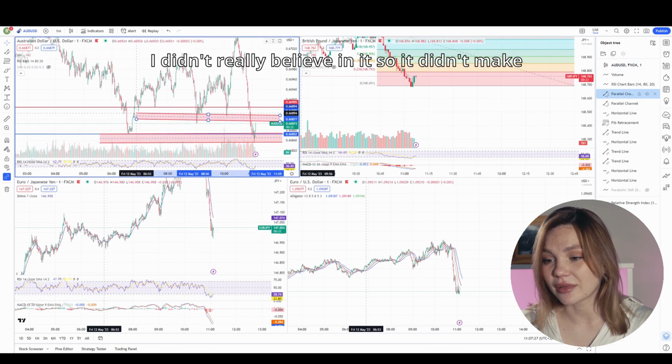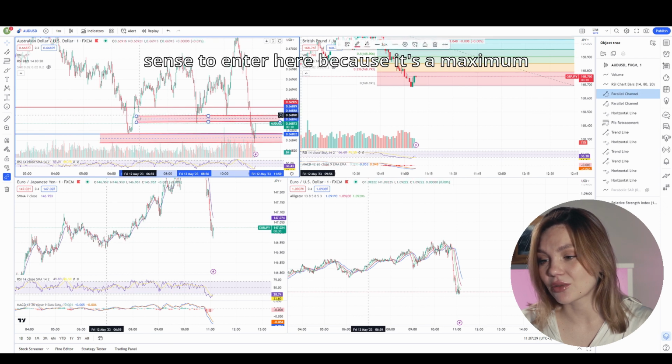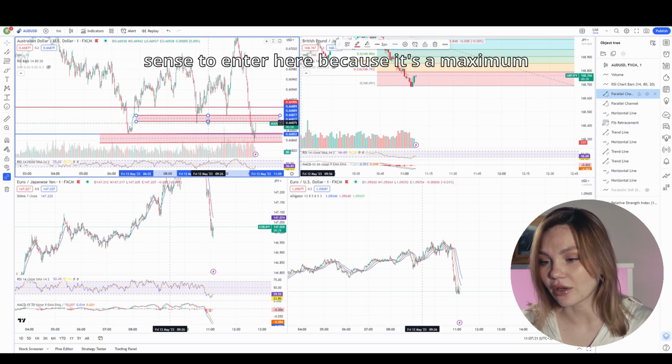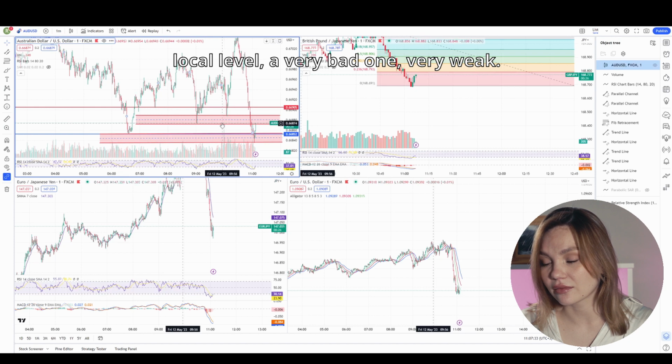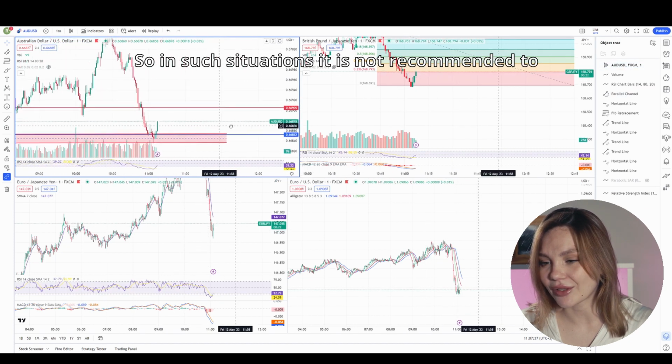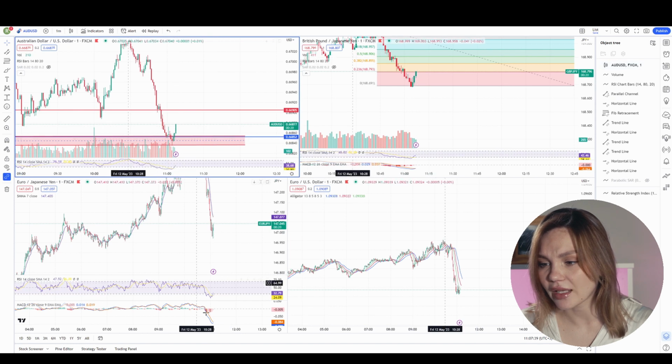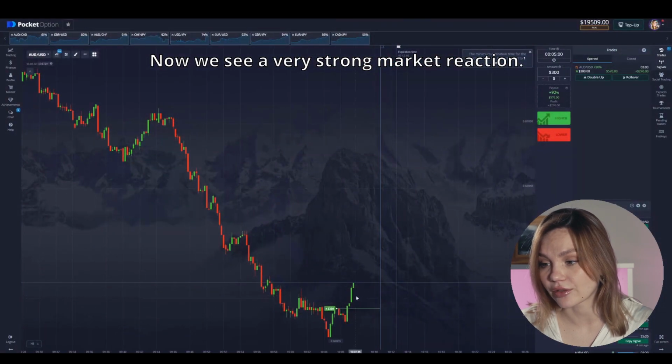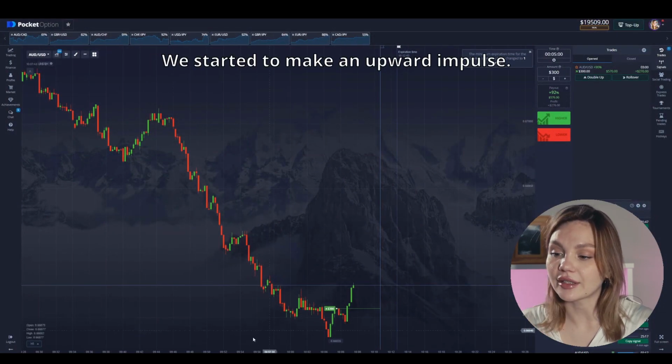I didn't really believe in it, so it didn't make sense to enter here because it's a maximum local level, a very bad one, very weak. So in such situations, it is not recommended to enter at all. Now we see a very strong market reaction. We started to make an upward impulse.